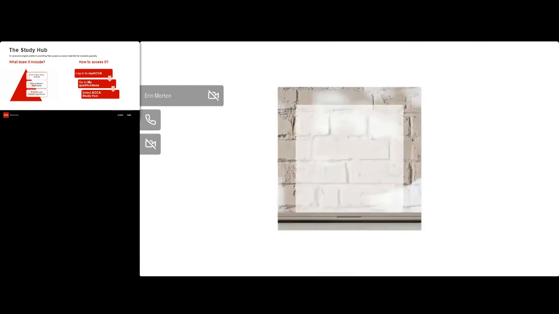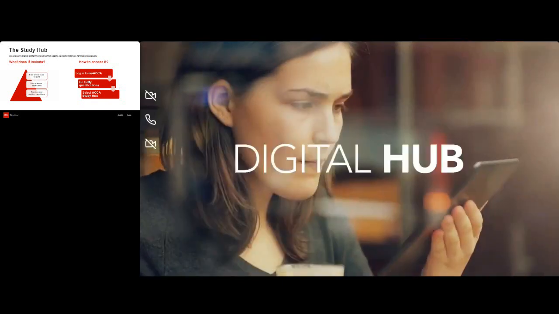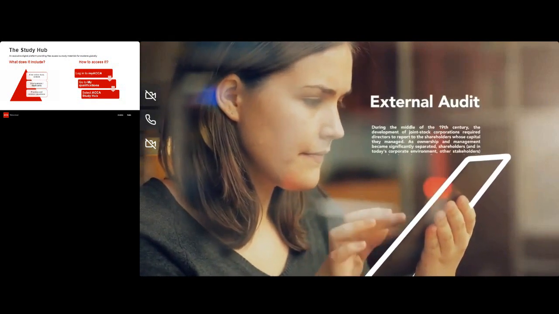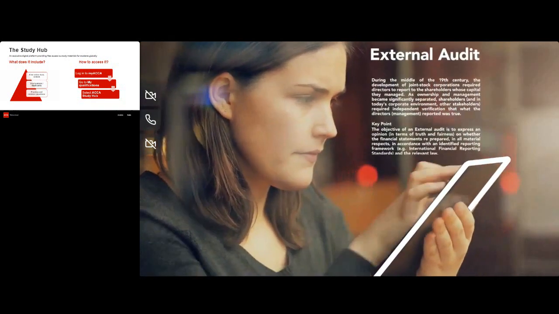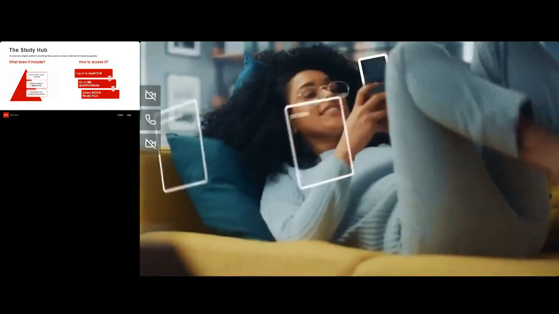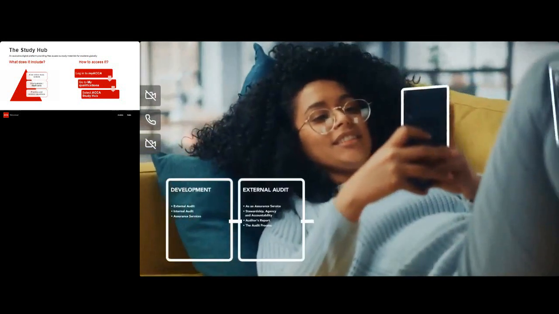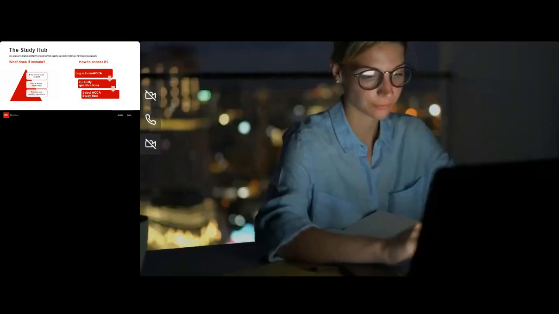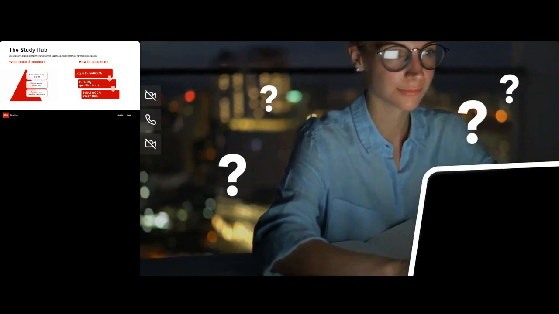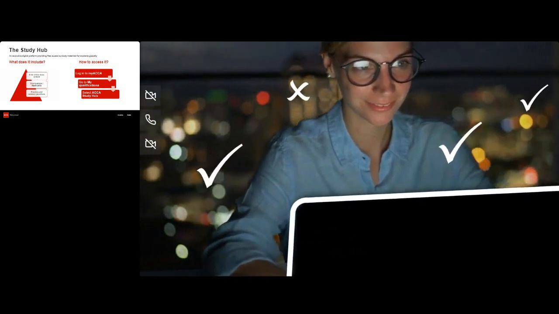Let's take a closer look inside Study Hub, your ultimate study resource. It's a digital hub. Study Hub gives you online access to study materials from ACCA. It works like an ebook with added interactivity. It's a knowledge hub. Study chapters help to increase your understanding. A visual overview shows all the topics in each chapter, so it's easy to see how they link up. It's a revision hub. End of chapter quizzes put your knowledge to the test. The multiple choice questions are automatically marked so you can review your performance.